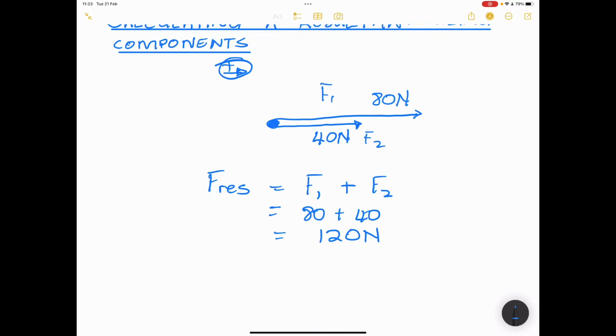So what would that 120 newtons be? It would be 120 newtons. Remember, force is a vector quantity, so we also need to state the direction. So you can either say to the right, or in this case, if we chose the points of a compass, we would say eastwards, right? So that would be our resultant. So if forces are in the same dimension, we can just simply add or subtract them, right?